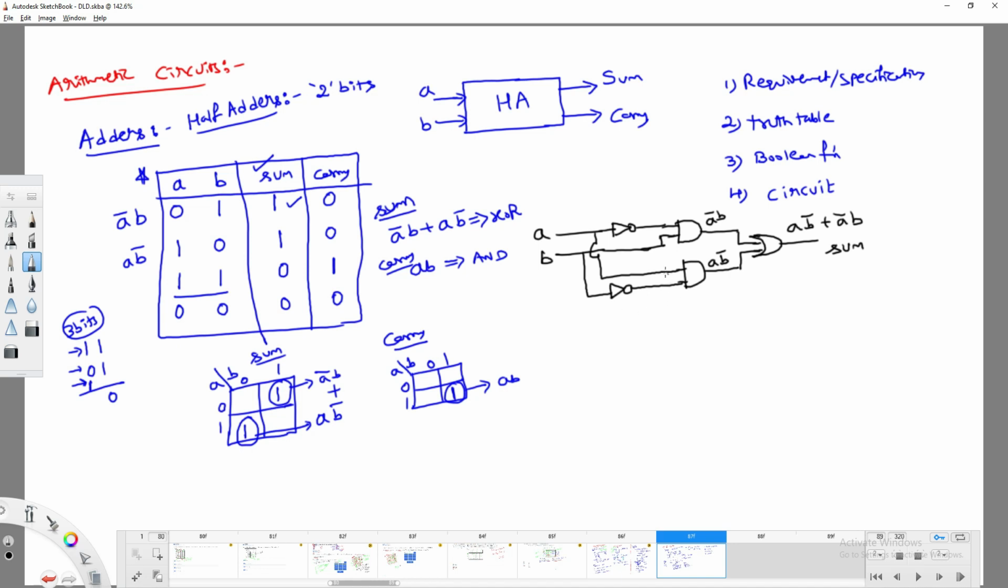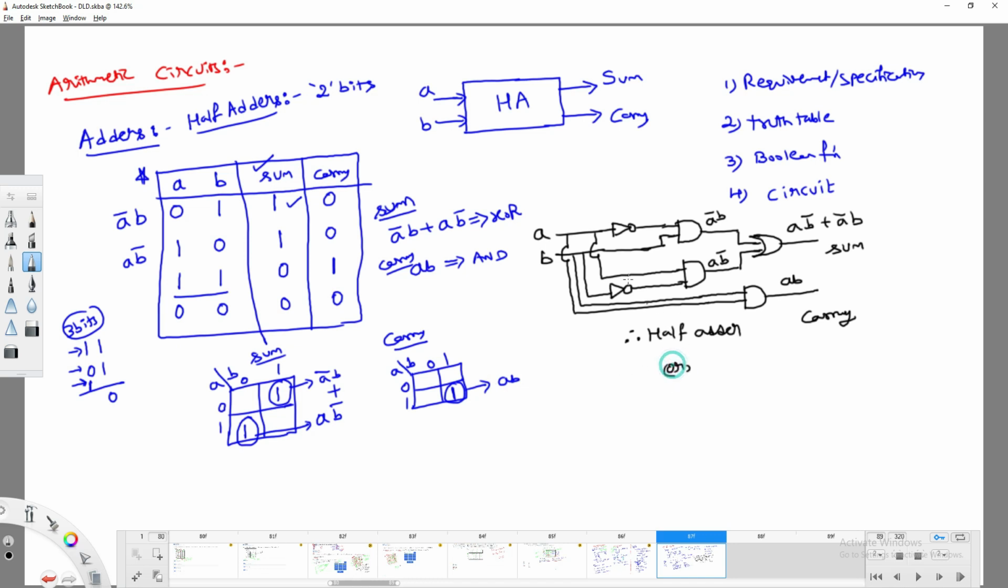What about AND? From the same circuit, you will get A and you require B. This is what I can call carry. Right? Now this is the circuit which is meant to perform the half adder operation. Okay, guys, the same circuit.